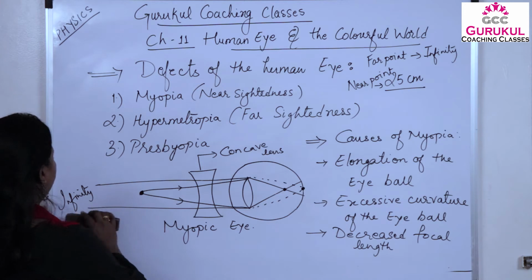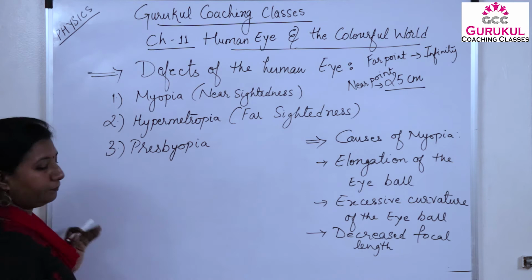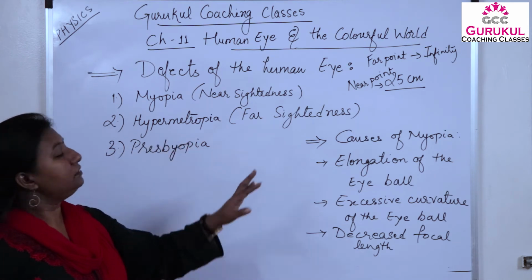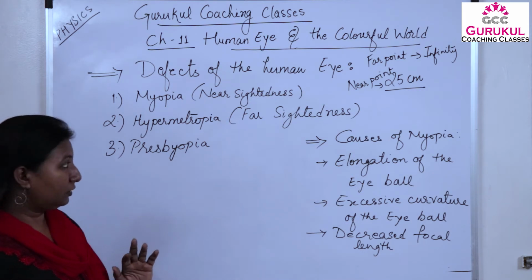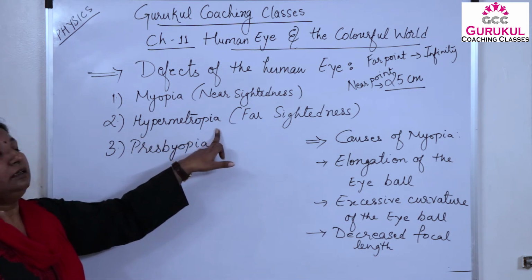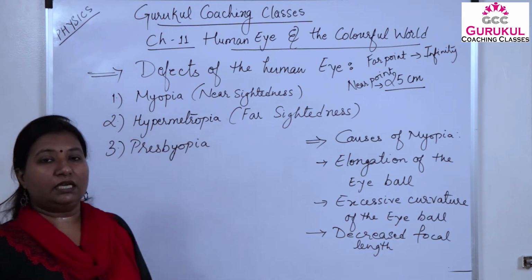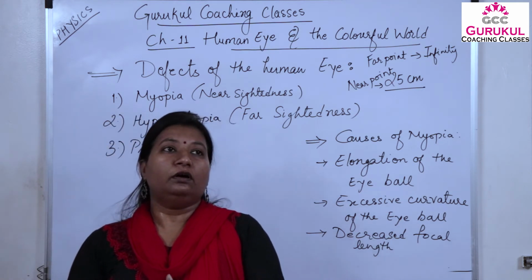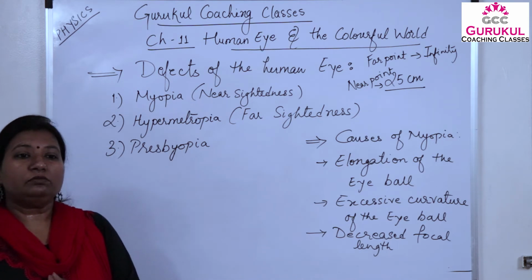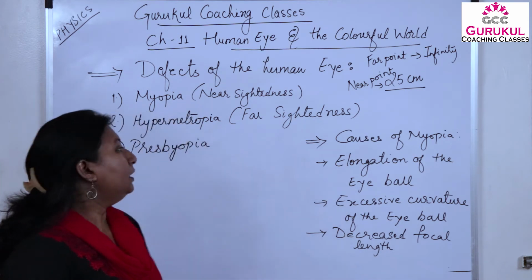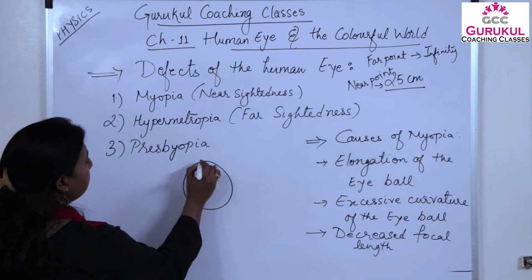Second is hypermetropia. In hypermetropia, the person can see only the faraway objects. Near objects can't be seen clearly. Generally this defect happens after the age of 40-42, right? So the person will not be able to see the nearby objects clearly. In that case, what happens? Suppose this is the human eye.